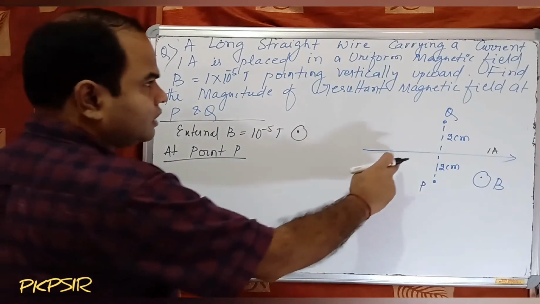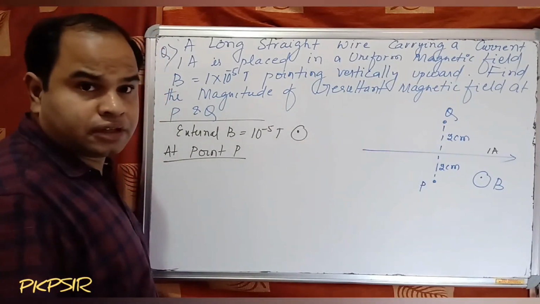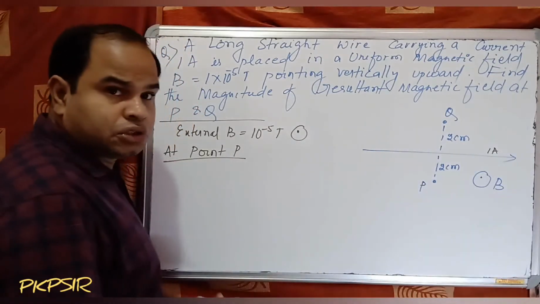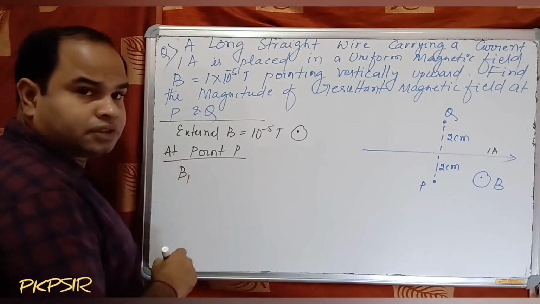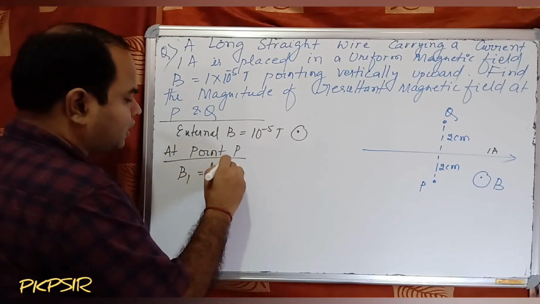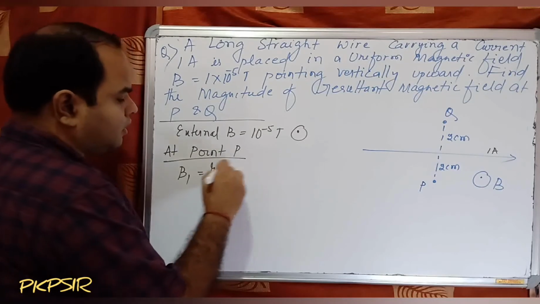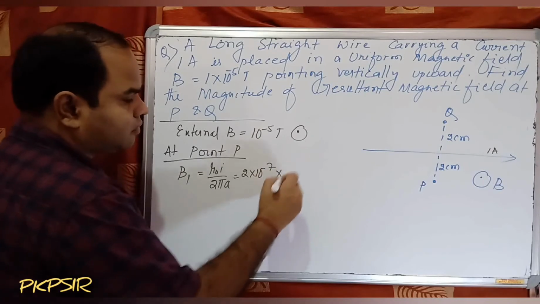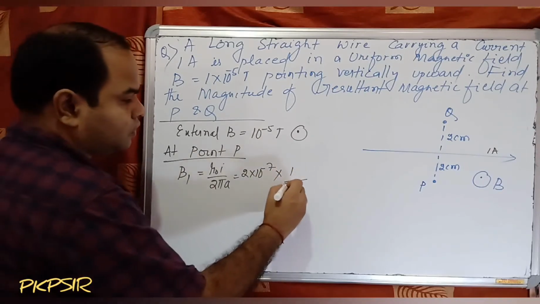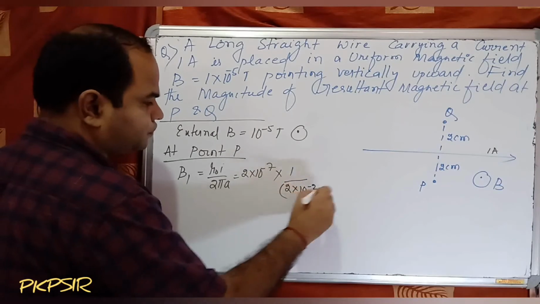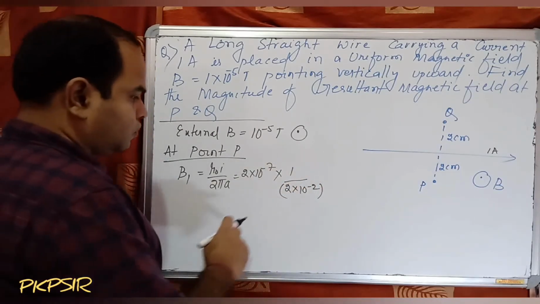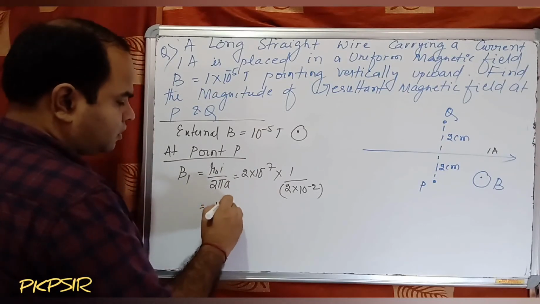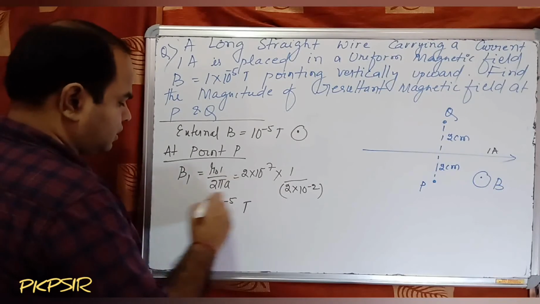Okay. So it is a long straight wire, so an infinite conductor. The current is 1 ampere. So at point P, what is the magnitude of the magnetic field? Let us say this is B1. B1 is how much? That is mu naught I by 2 pi A. Mu naught by 2 pi is how much? 2 into 10 to the power minus 7. I is 1 ampere. Distance is 2 cm, so 2 into 10 to the power minus 2. Okay. So 2 cancels. So that is 10 to the power minus 5 Tesla.